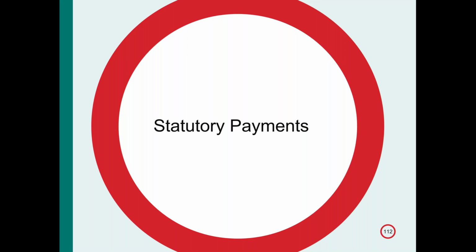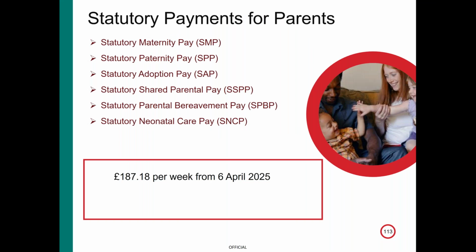The standard rate for statutory maternity pay, paternity pay, adoption pay, shared parental pay, statutory parental bereavement pay, and the new statutory neonatal care pay is £187.18. This rate applies from the 6th of April 2025. If SMP started before the 6th of April, change to the new standard rate from the 6th of April 2025.